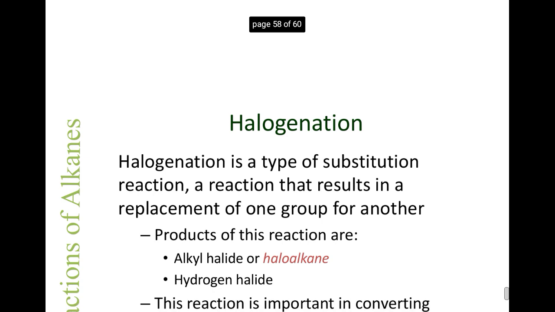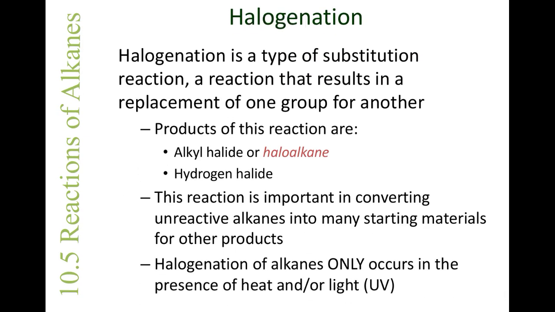All right, getting close to wrapping it up here. The last kind of reaction, or the second one, is halogenation. So halogenation is simply a type of substitution reaction, which is a reaction that results in the replacement of one group for another. If you think about the word substitute or substitution, it makes sense that you would just be substituting one group for another. That's all substitution is. So the products of this reaction are an alkyl halide, so that will be some kind of alkane that has a halogen attached to it. So we get an alkyl halide or a haloalkane, and then we get a hydrogen halide.